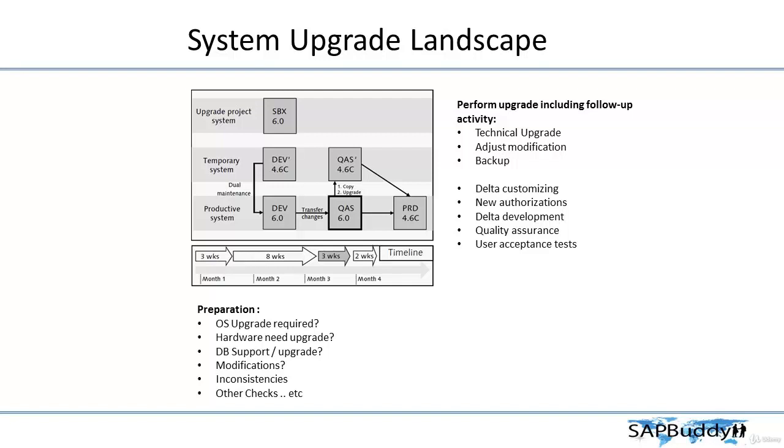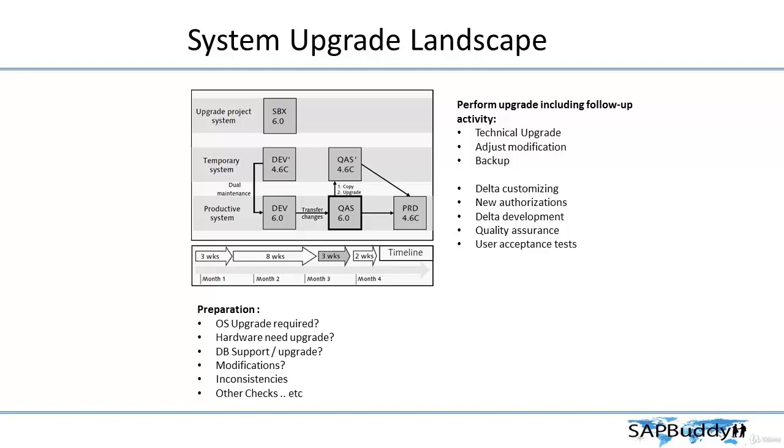SAP system upgrade. As a technical consultant in an upgrade phase, we need to keep a lot of things in our mind. So when you are planning for an upgrade, you need to have a proper strategy, and you need to have a schedule for your upgrade. If you see here, this is our system landscape: development, QAS and production. The old system landscape you can also see, which is 4.6c, which has been upgraded to ECC 6. In that case, you will always have a sandbox where you will do the upgrade first. Okay, that will be the first phase of your upgrade.